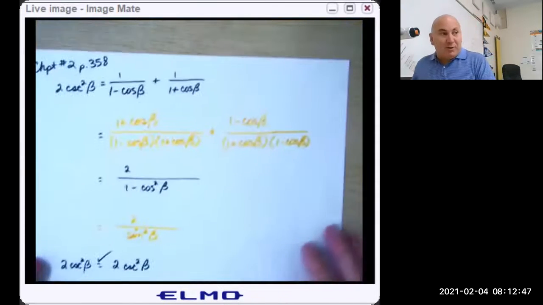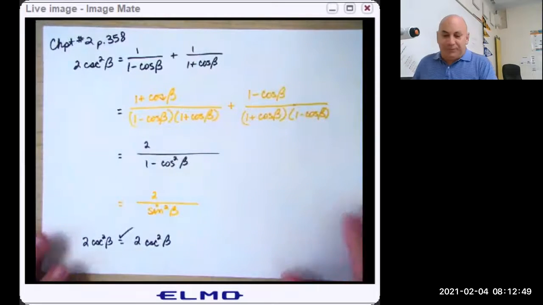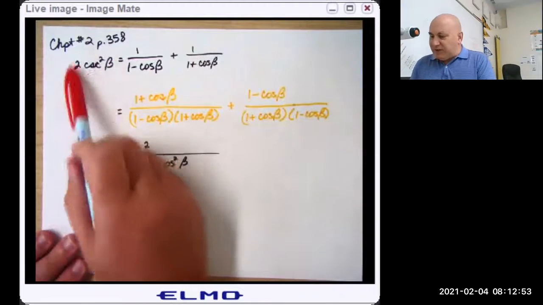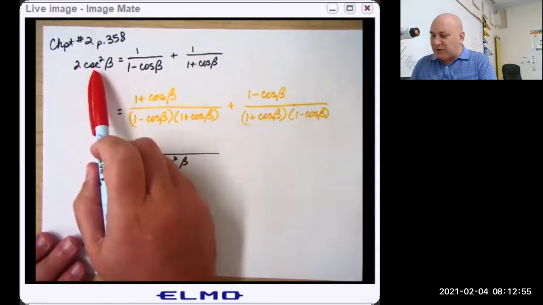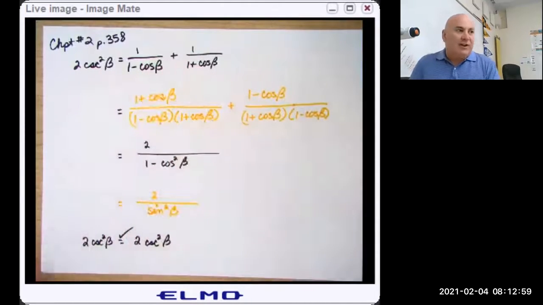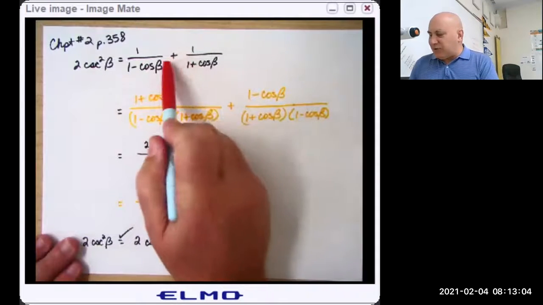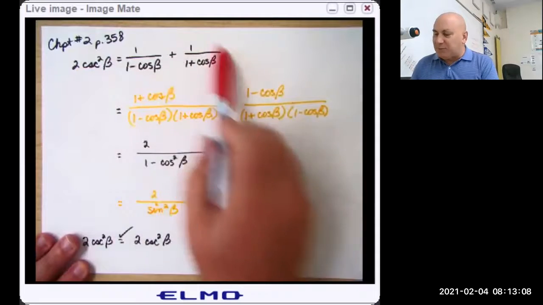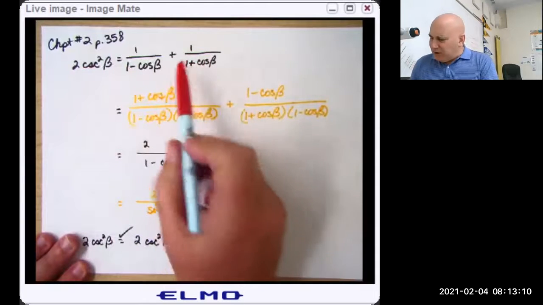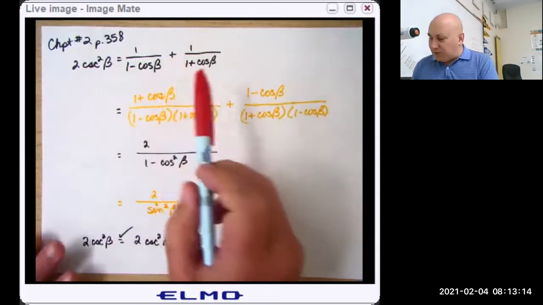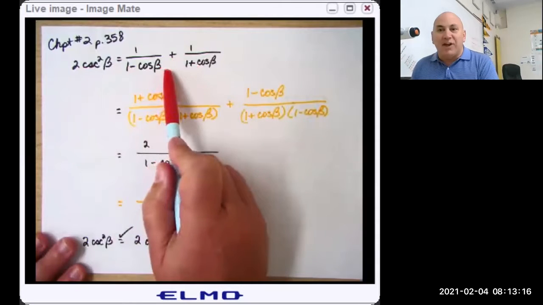Here's the second problem on page 358 of our current textbook. We want to show that 2 times the cosine squared of beta is equal to this plus this. My rule of thumb: I'm looking at this, I'm seeing 2 fractions. I need to get 1 term over here, and obviously this is the more difficult side, so I can't do it with 2 terms. I need to get to 1 term, so I need to get a common denominator here.